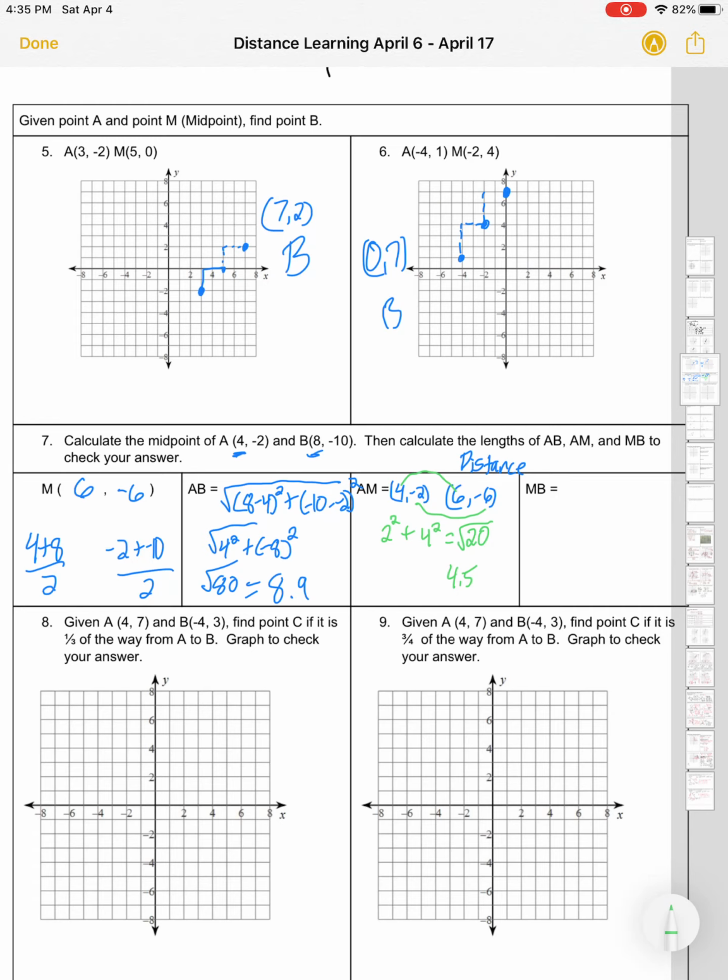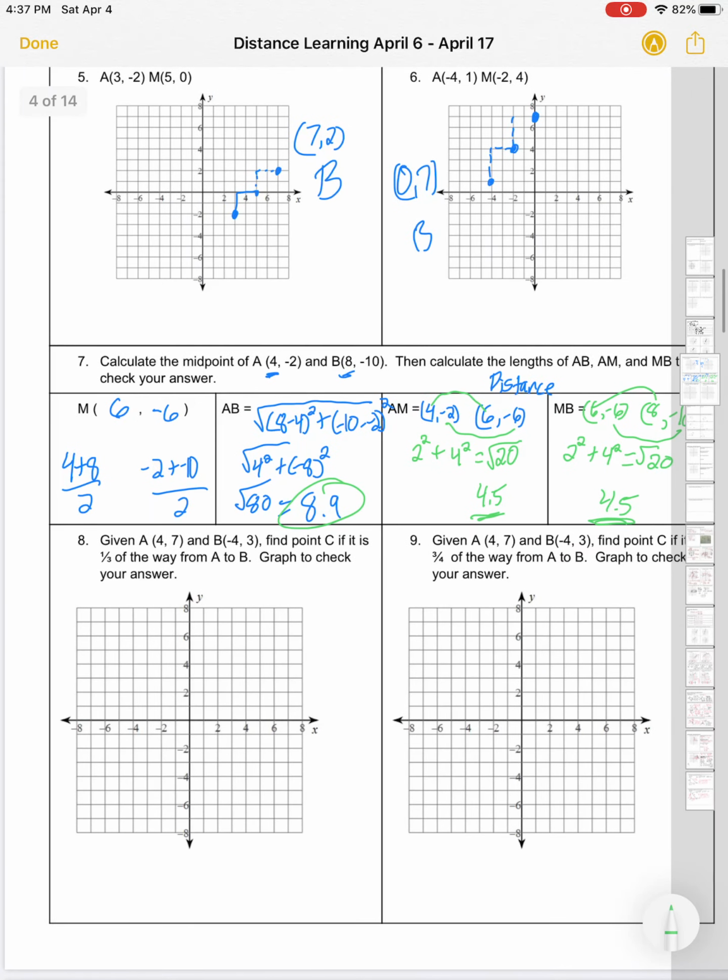Doing the same thing for MB, we have 6, negative 6, and we're going to 8, negative 10. 6 and 8 are 2 apart. Negative 6 and negative 10 are 4 apart, to give us the square root of 20, which is roughly 4.5. So if you added 4.5 plus 4.5, it would be just about 9, which is what it would have been if we hadn't rounded them.